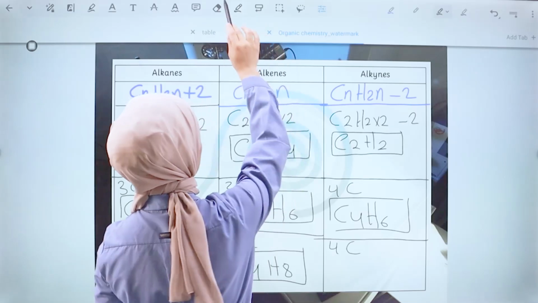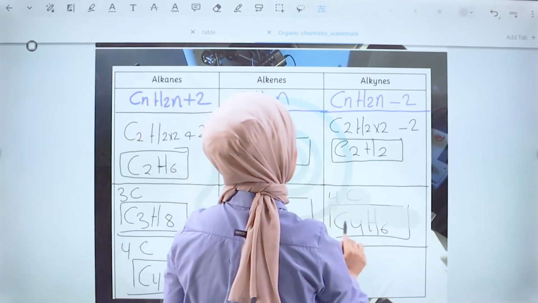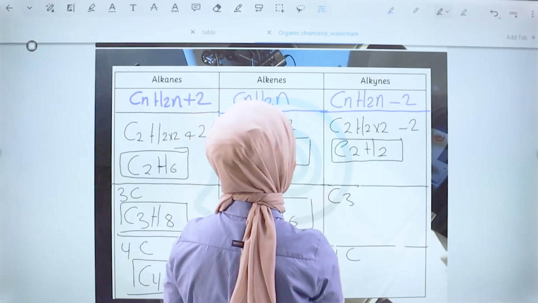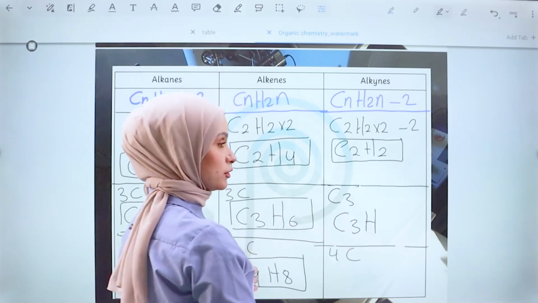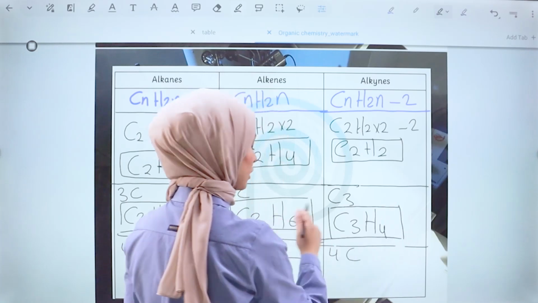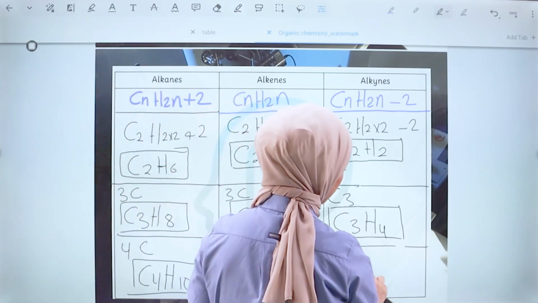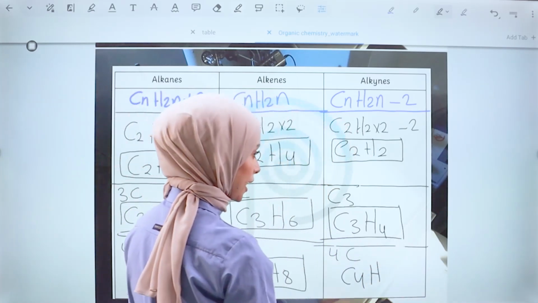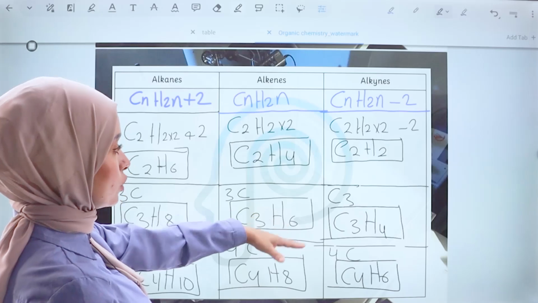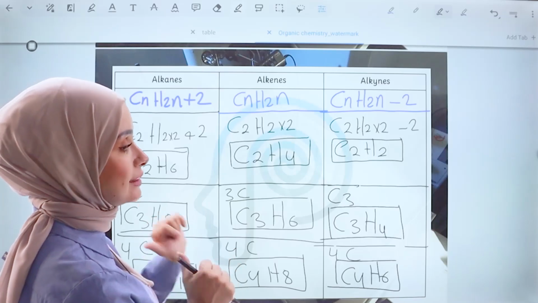I will do 3 carbons. Here if I have 3 carbons, I will say it is C3H, 2 times 3, 6, minus 2, 4. So this is my alkyne. And 4 carbons, I will say C4H, 4 times 2, 8, minus 2, 6. So this is the alkyne. And you can continue writing the hydrocarbons for alkane, alkene, alkyne for 5, 6, 7, 8, 9, 10 carbons.